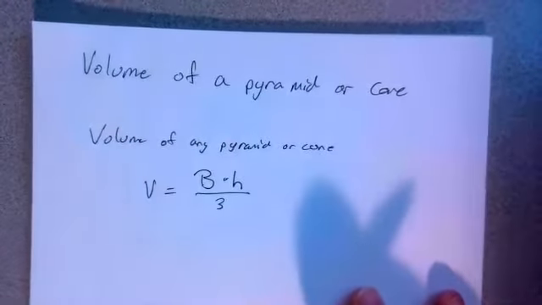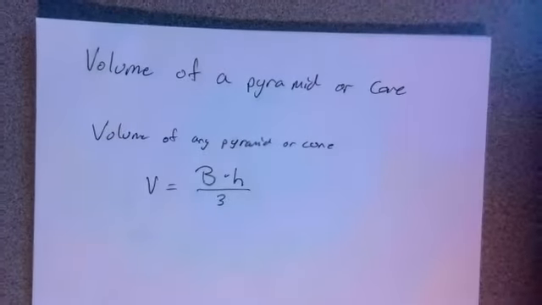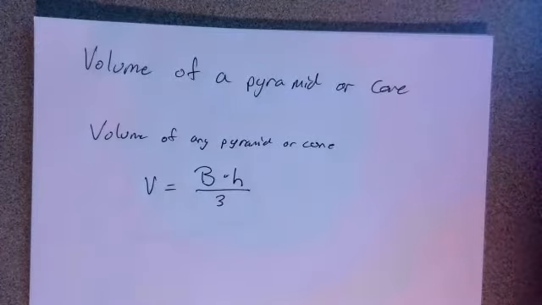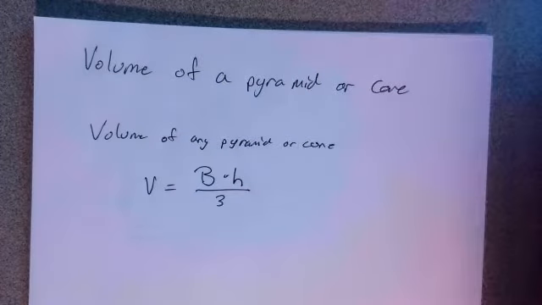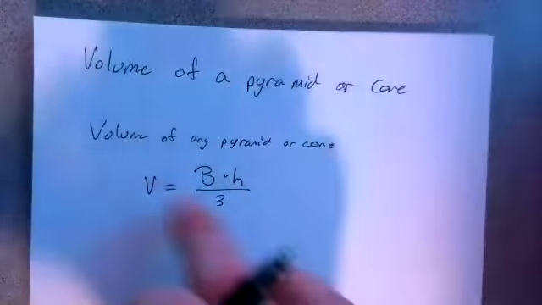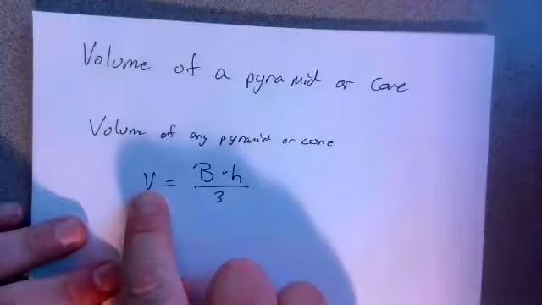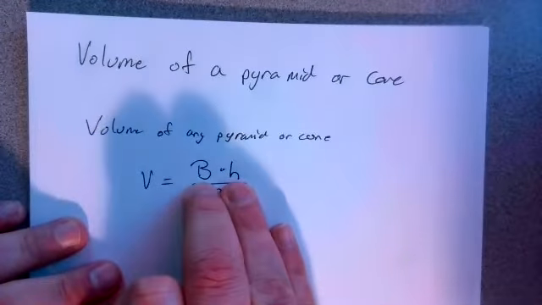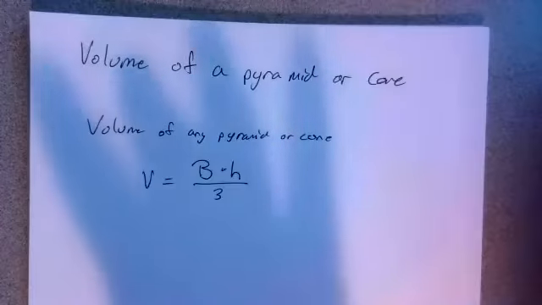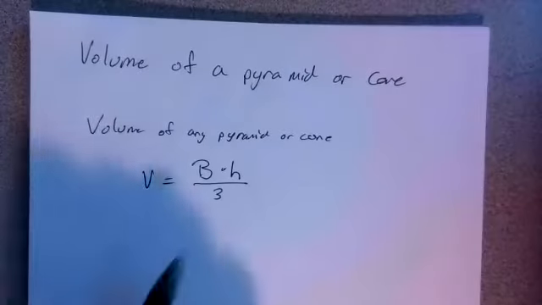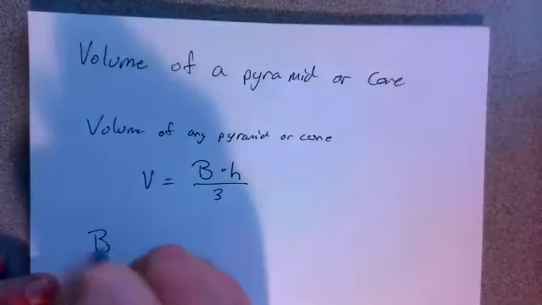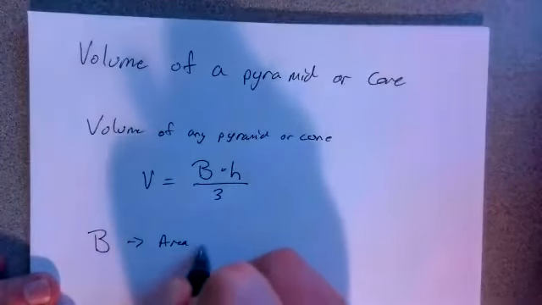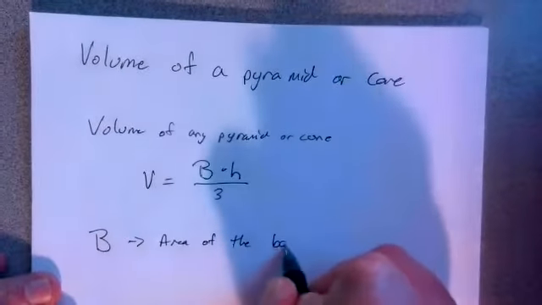Now, area of the base, we should be pretty confident with areas of bases. Whether it's a rectangle, a square, a circle, no matter what the base is, we should be really familiar with the area of those bases at this point. And then we're going to multiply it by the height, then divide it by 3. Now, the volume of a prism is area of the base times the height. The volume of a pyramid is area of the base times the height, divided by 3. That's the only difference. And that big B just stands for area of the base.